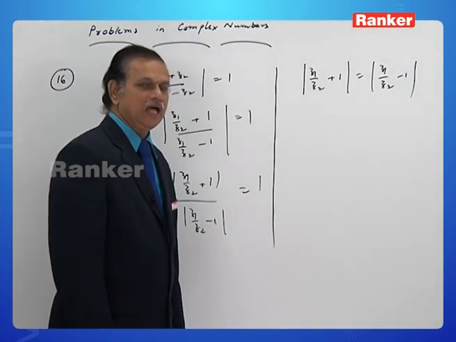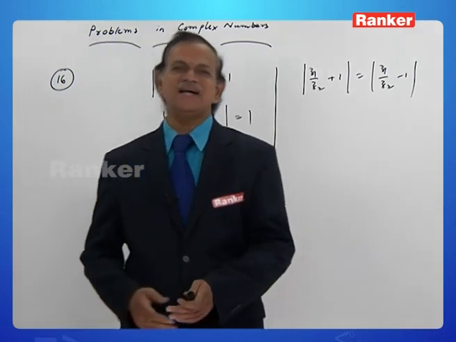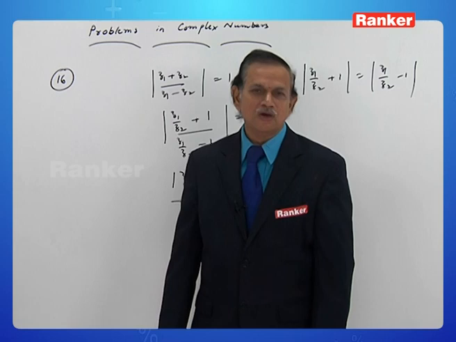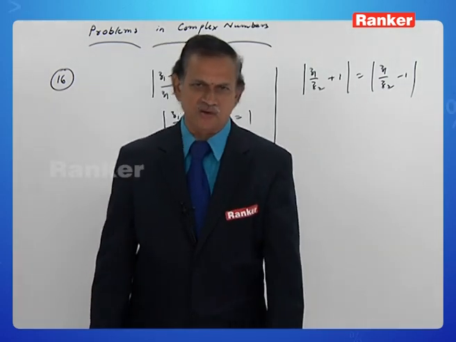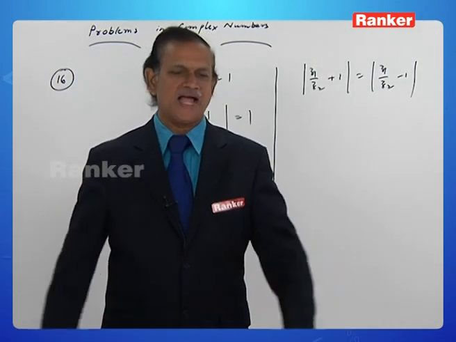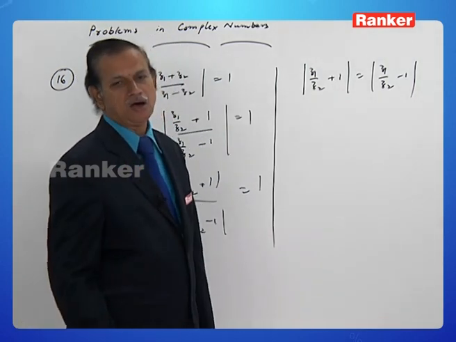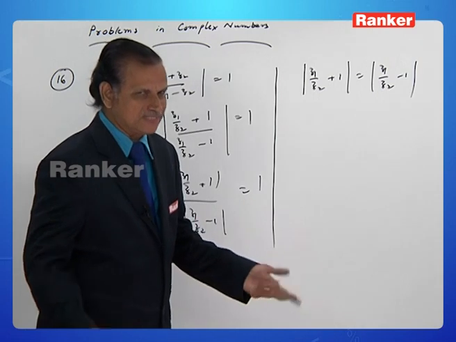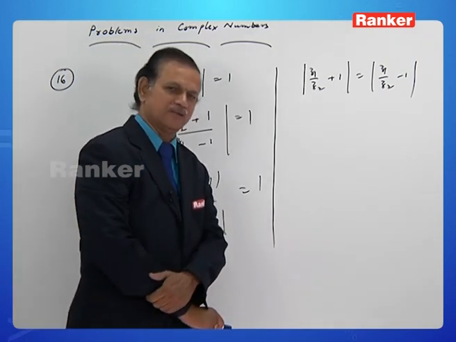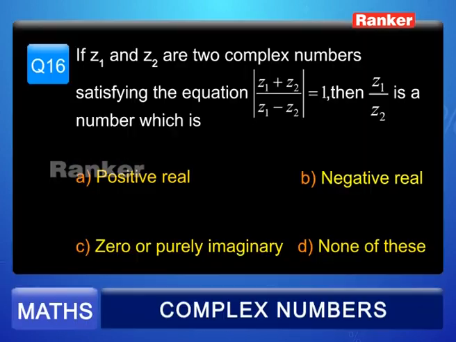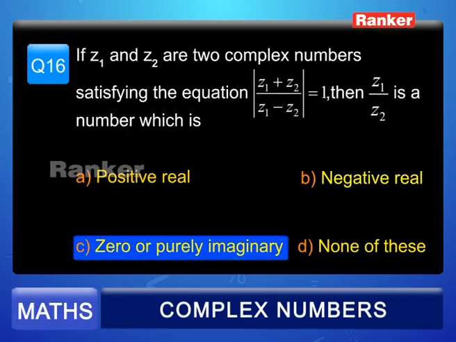So Z is either 0 or purely imaginary. You can easily understand that. Why? Because it should lie on the y-axis. That is, Z1/Z2 is purely imaginary, or it may be 0, because it is supposed to lie on the y-axis. Hence, what is the right option? Option C is of course the correct option here.